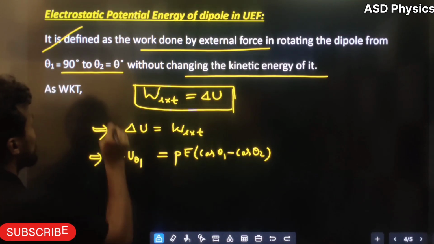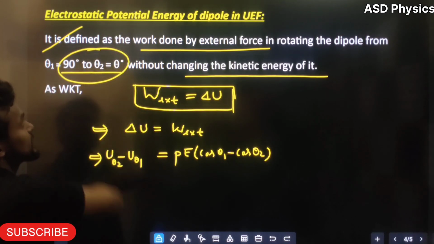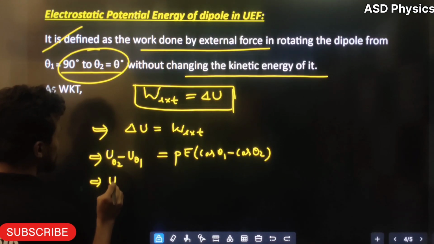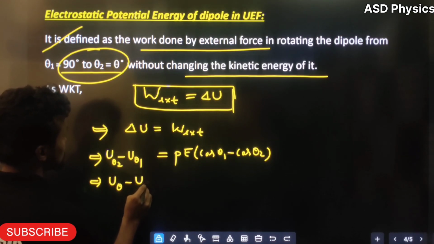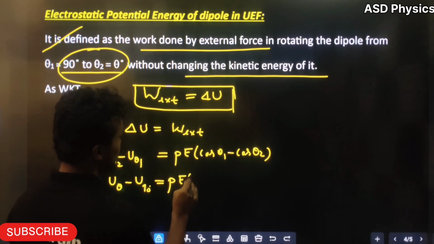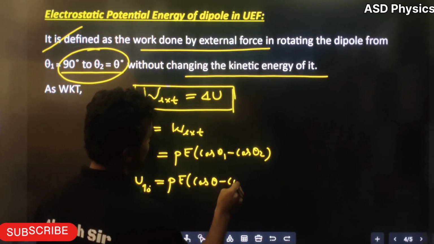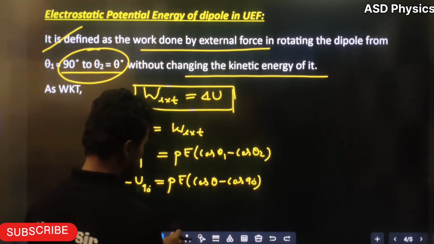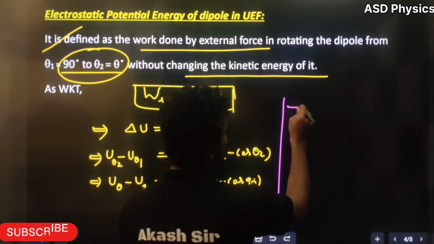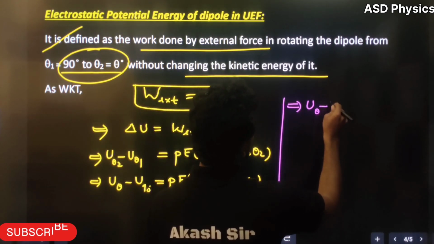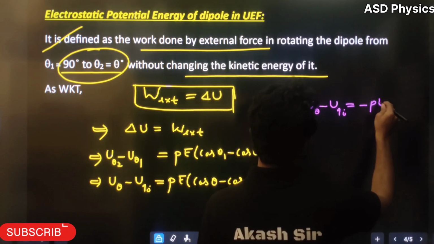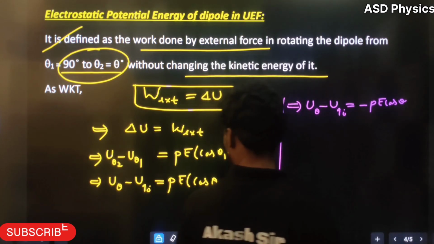Now we have to see theta 1 is 90 degrees, and theta 2 is a general angle. So we write U theta minus U 90 is equal to Pe times cos theta minus cos 90. Can you guess the value of cos 90? Cos 90 will be 0, students. So U theta minus U 90 is equal to minus Pe cos theta.